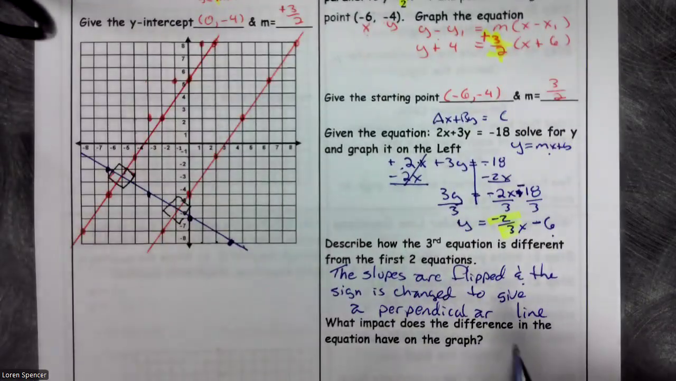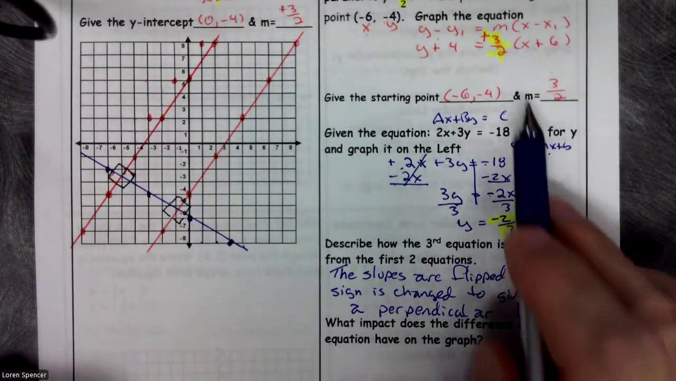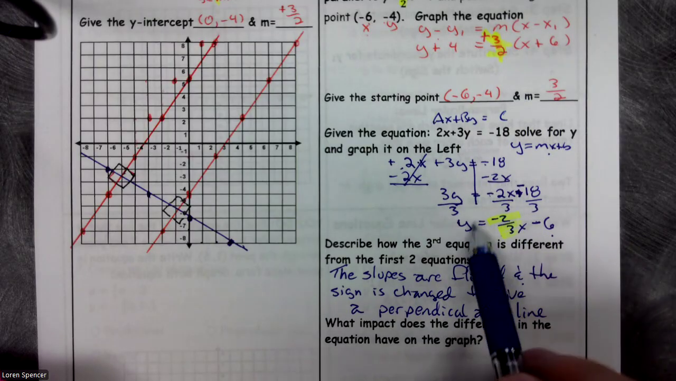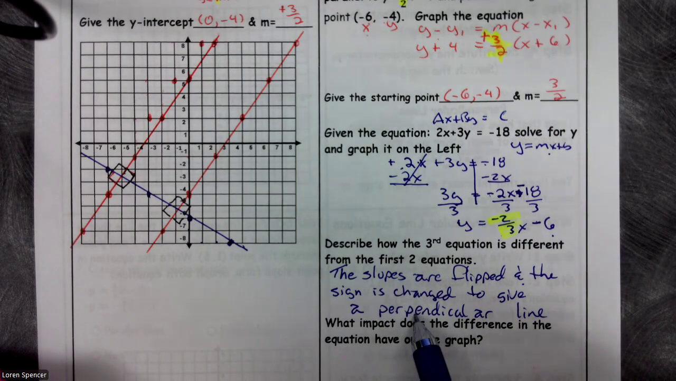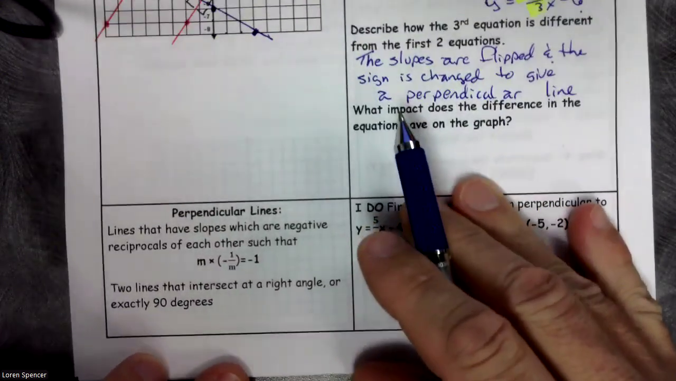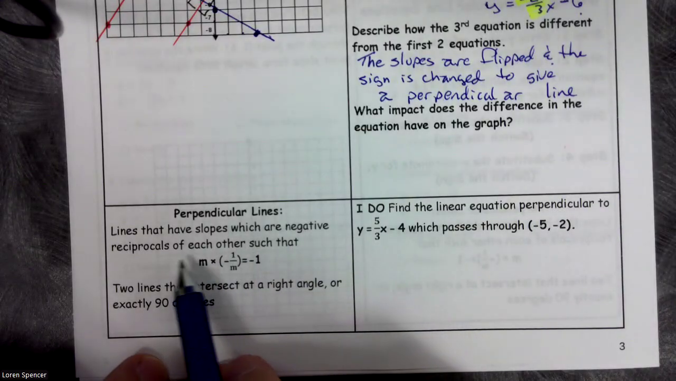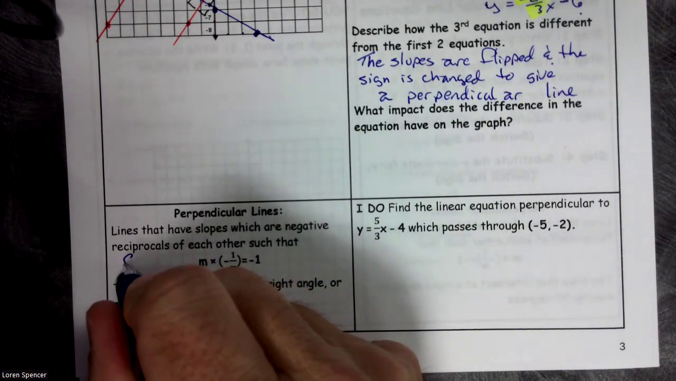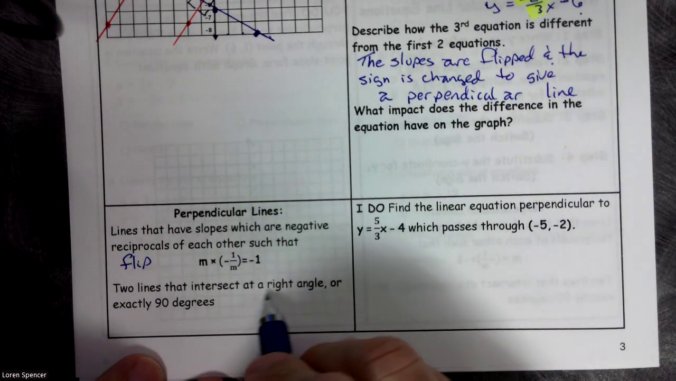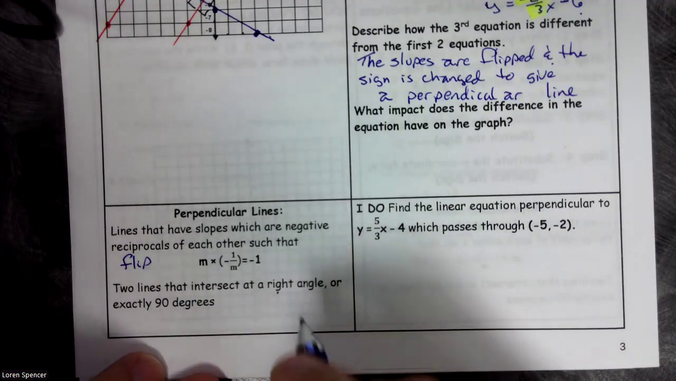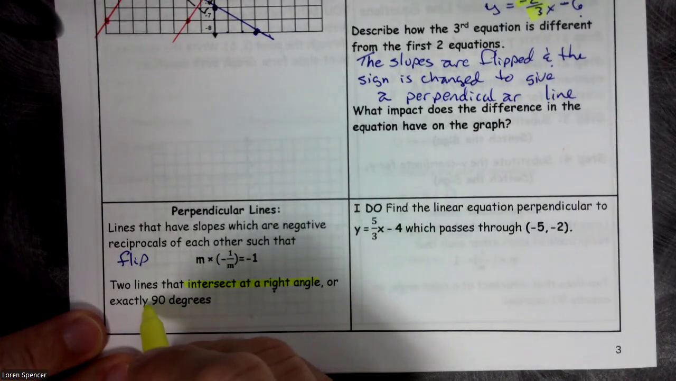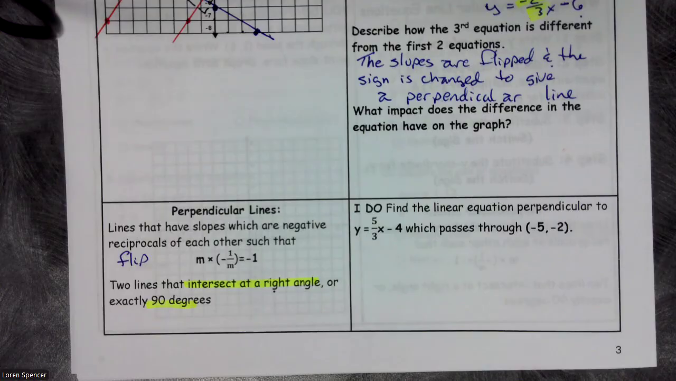All right. The slopes are flipped because we went from 3/2 to negative 2/3. The sign was changed because we went from positive to negative, and it gave a perpendicular line. Okay? So, perpendicular lines are lines that have slopes which are negative reciprocals. Reciprocal just means flip of each other's, and two lines that intersect at a right angle or 90 degrees. And you need to know that they intersect at a right angle. Intersect means cross at a right angle or 90 degrees.